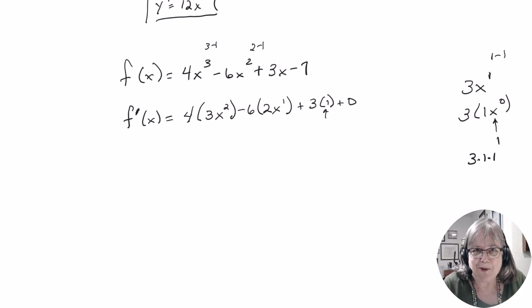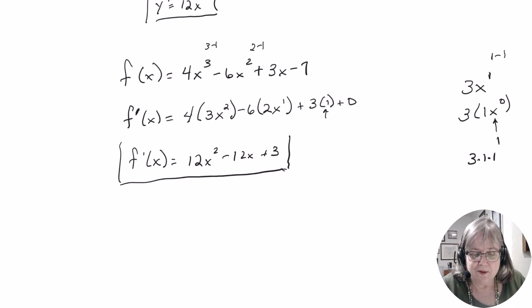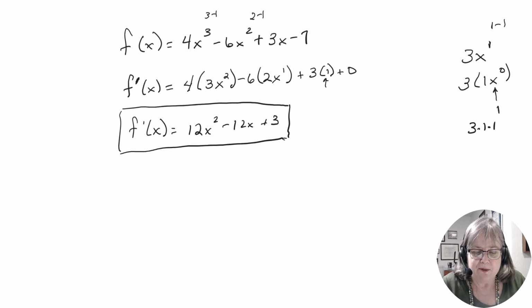Or you can look at the proof. Okay. Hate to keep harping on that, but you really need to do that. So you clean this up, and you have 12x squared minus 12x plus 3. Now, you can do more derivatives if you want. So that's the first derivative. You could do a second derivative.